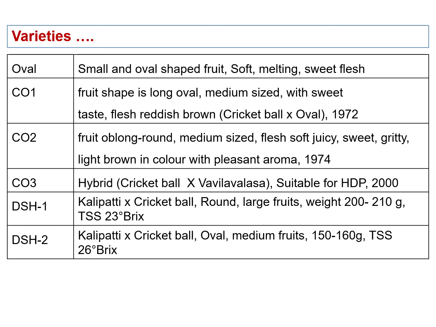Then other varieties, oval. These are small oval-shaped fruits, with soft, melting and sweet flesh. Then CO1, that is Coimbatore 1, released from Tamil Nadu Agriculture University. Fruit shape is long oval, medium-sized with sweet taste. Flesh is reddish brown. It is a cross between cricket ball and oval, released in the year 1972.